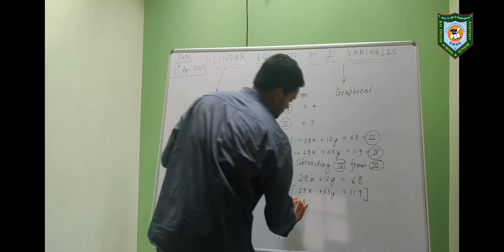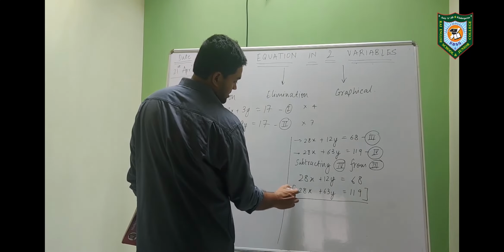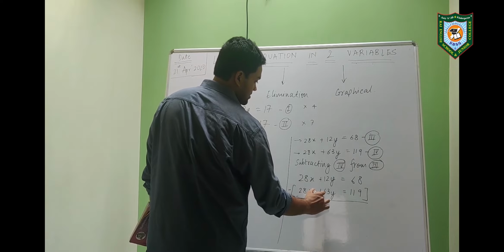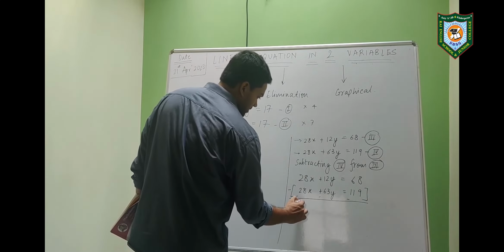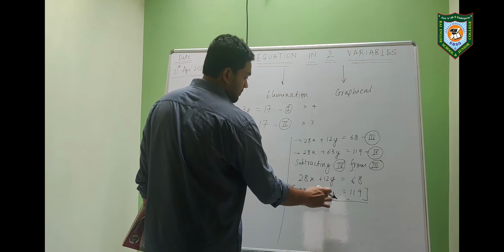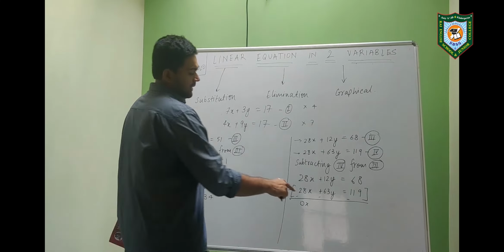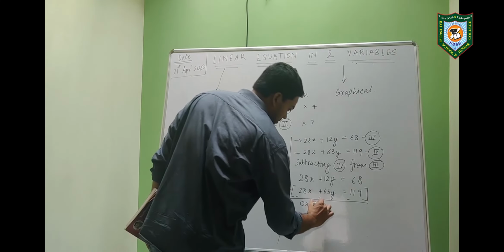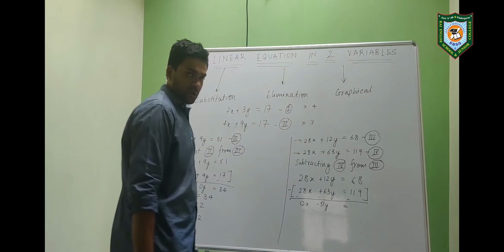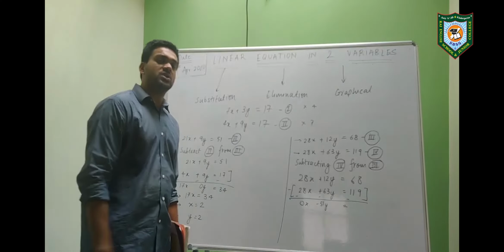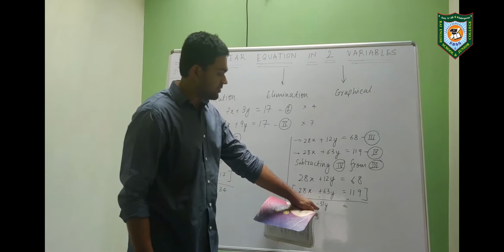Bracket is important so that you do not make any mistakes while changing the signs. So now minus plus, this is minus plus, this is minus plus, this is minus. 28x minus 28x becomes 0x. 12y minus 63y, that means 63 is greater in value and the sign is negative. So this value becomes minus 51y is equal to. You can take care of the calculations at home. You can check that 63 minus 12 is 51 and the sign negative, therefore minus 51.